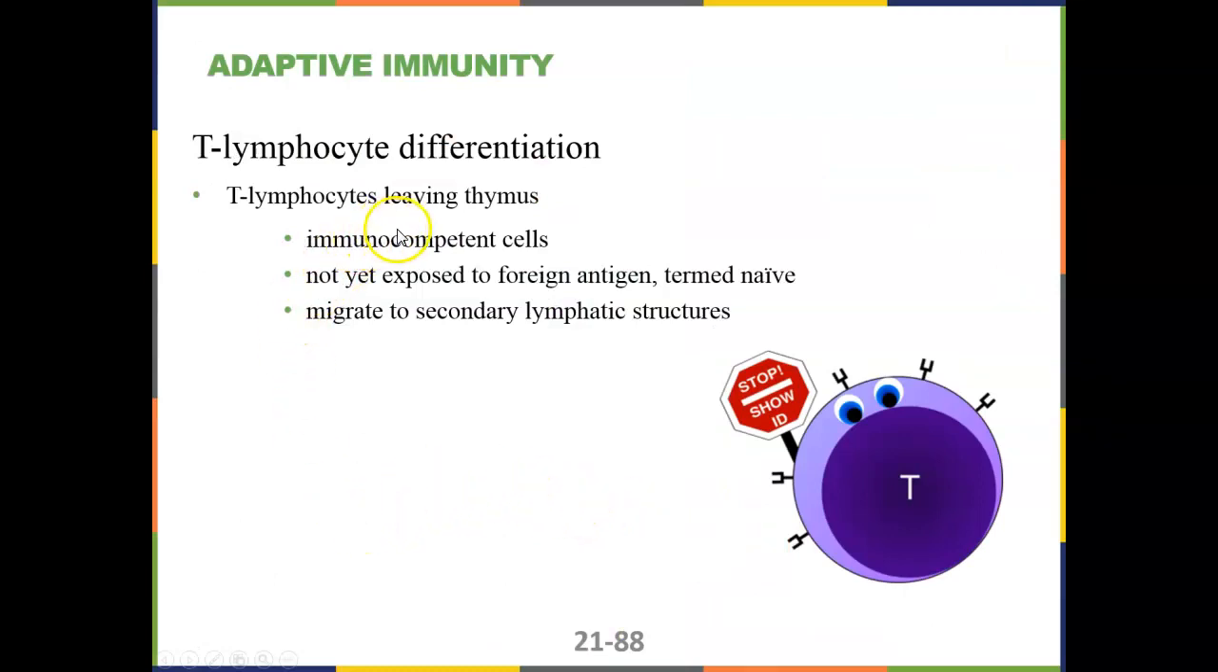So leaving the thymus, the cell is considered immunocompetent, but it has still never been activated. So it's considered a naive cell, an immunocompetent lymphocyte. Once it goes to the secondary lymphatic structure that it's going to live in, it'll test all of the materials moving through the lymphatic system. And if it can bind, that means it has found its pathogen and it's going to become activated.